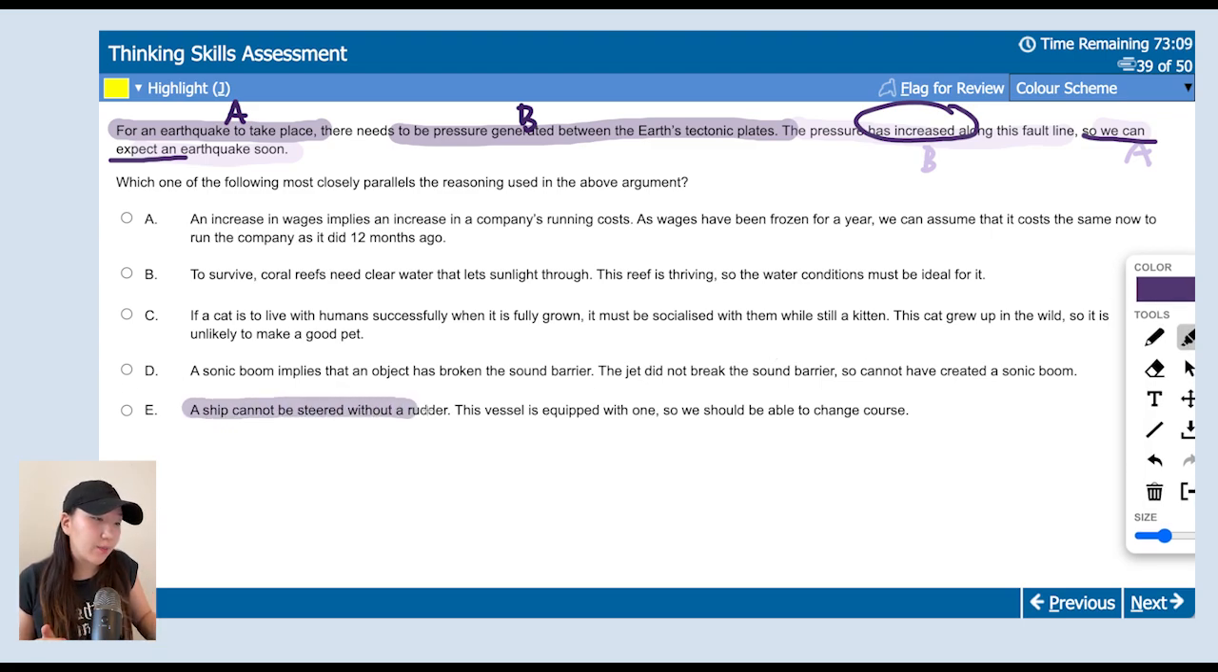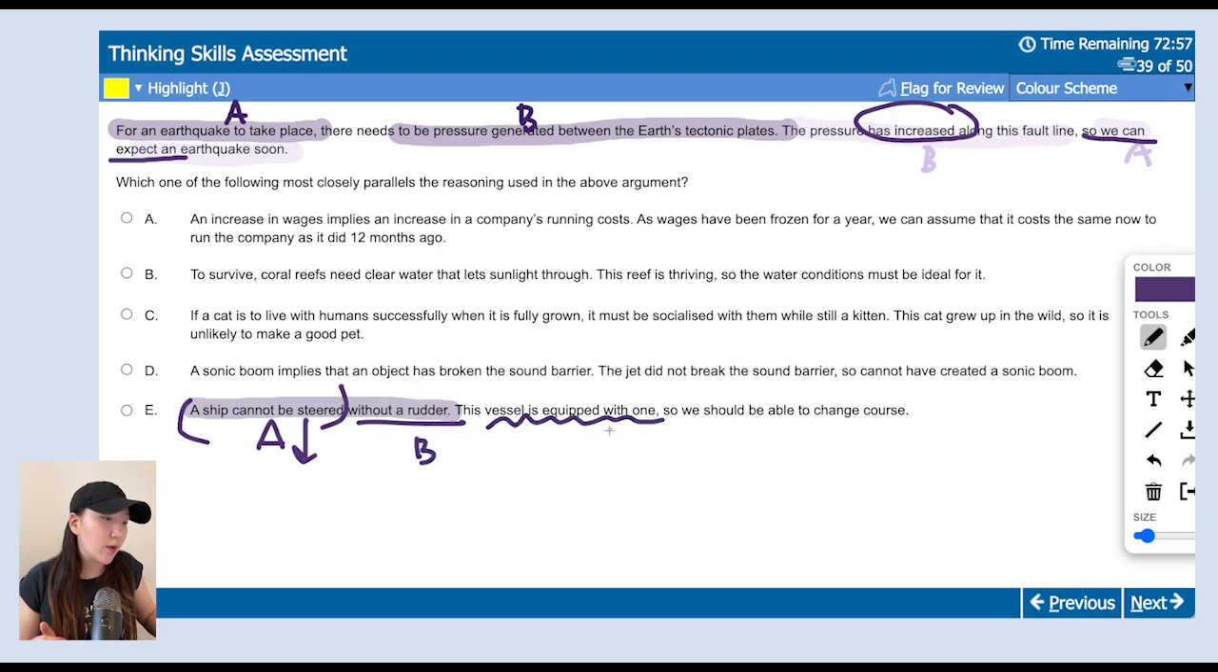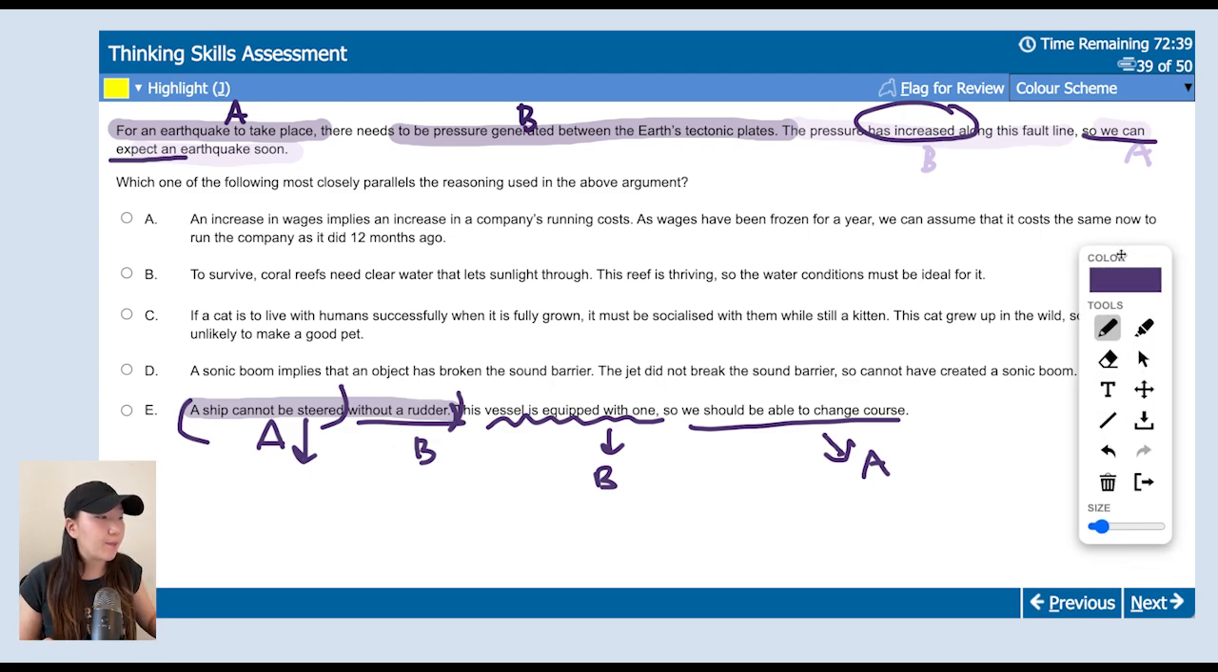So a ship cannot be steered without a rudder. To break that down, for a ship to be steered, A, we need condition B, a rudder. This vessel is equipped with one, B, so we should be able to change course. You see how the tenses are also correct, so the vessel already has a rudder and therefore we should be able to change course. So even if this first sentence isn't split into the same form, it's still the same parallel structure that we have.